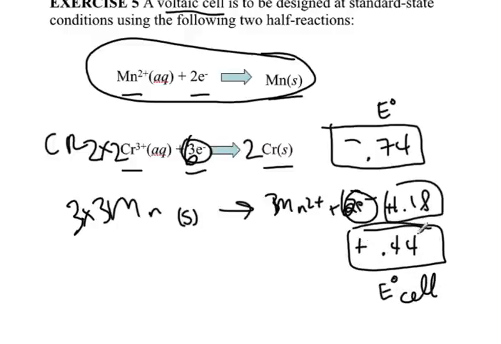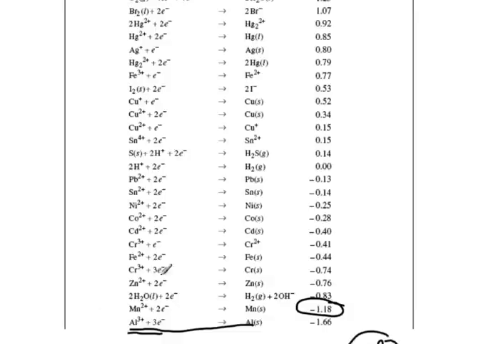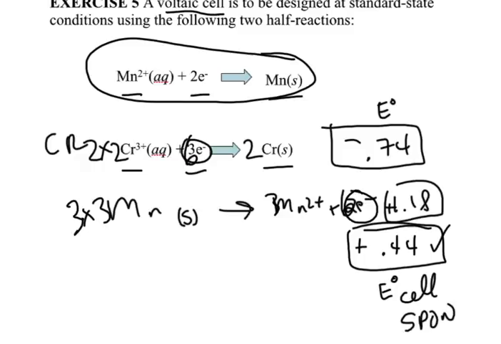What does that tell me? That tells me that the reaction is spontaneous. It's a spontaneous reaction when E cell is positive, but I already knew that because when I grabbed them off the reduction table, I basically made the cathode out of the higher one, the anode out of the bottom one, and flipped it. So ultimately I have that.